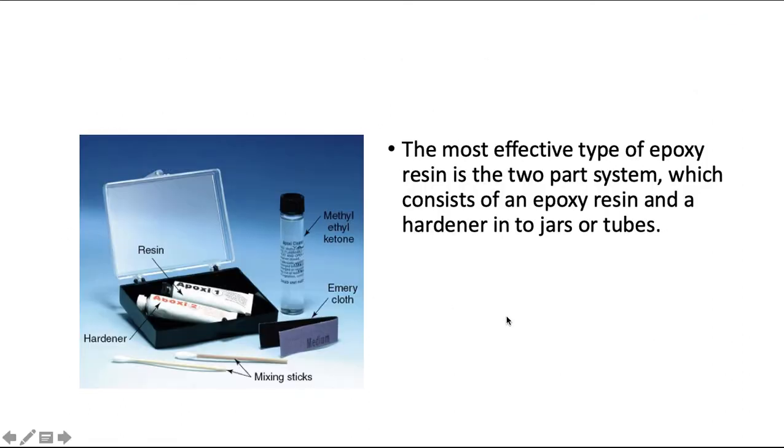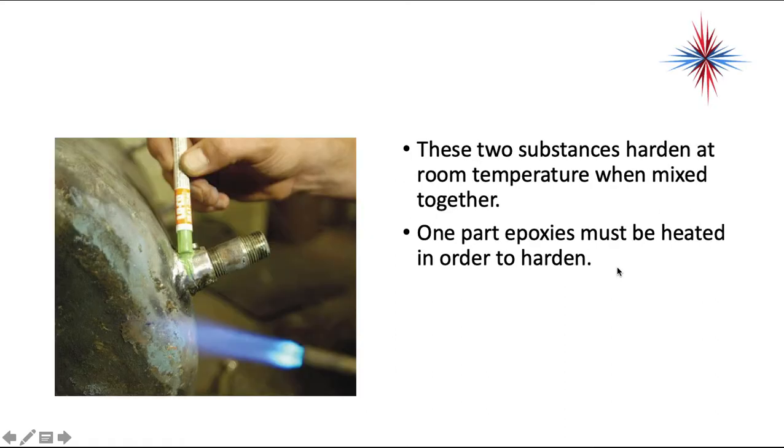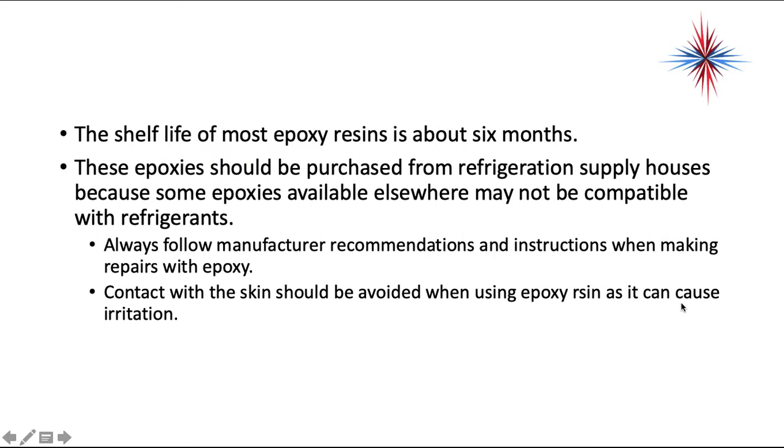The most effective type of epoxy resin is the two-part system, which consists of an epoxy resin and a hardener in jars or tubes. The two substances harden at room temperature when mixed together. One-part epoxy resin must be heated in order to harden. The shelf life of most resins is about 6 months. The epoxies should be purchased from a refrigeration supply house because some epoxies available elsewhere may not be compatible with refrigerants. Always follow manufacturer directions and instructions. Contact with skin should be avoided.